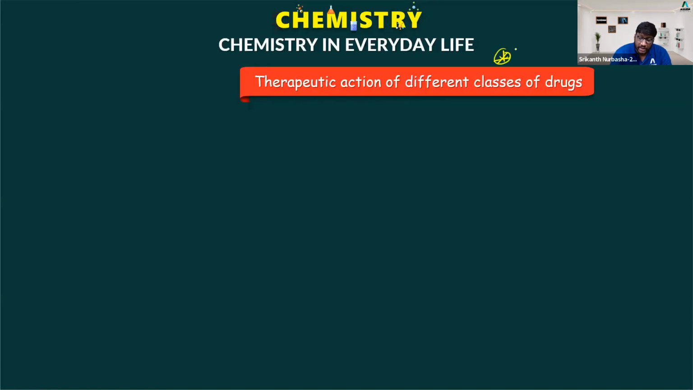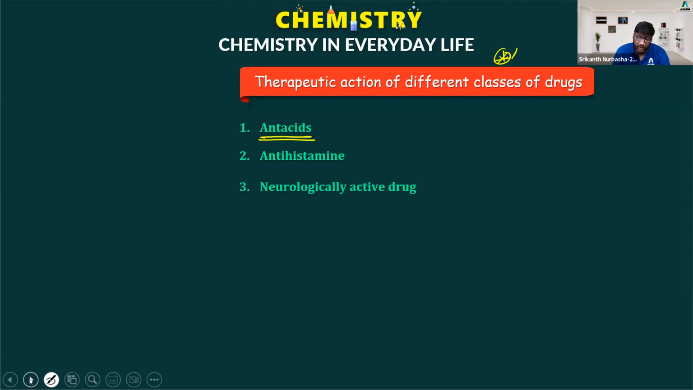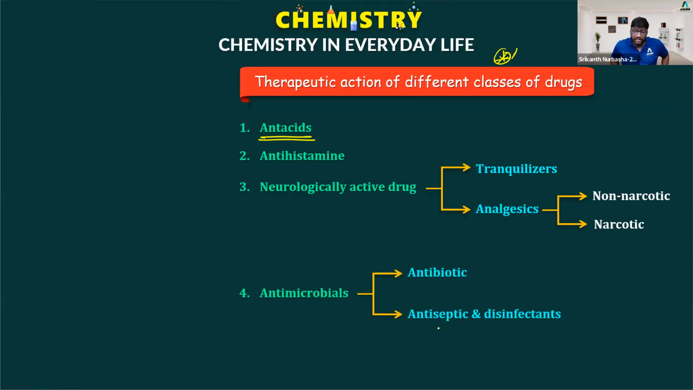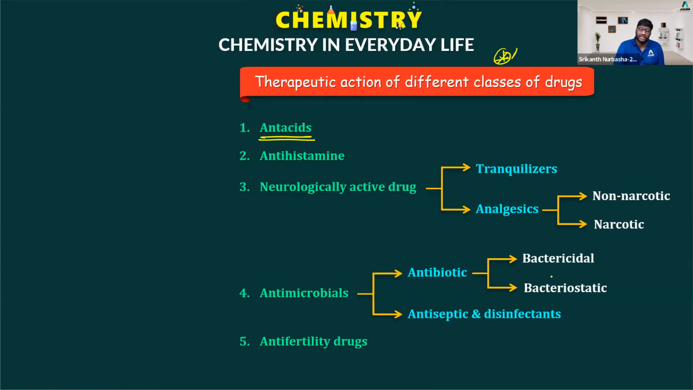After looking at the drug target interaction, we will be studying the therapeutic action of different classes of drugs. In that, first we have antacids, antihistamines, neurologically active drugs like tranquilizers as well as analgesics. Analgesics again, non-narcotic and narcotic. Antimicrobials, antibiotics, and antiseptics and disinfectants come under this category. And finally, you will have the anti-fertility drugs. And in the antibiotics, you have bactericidal as well as bacteriostatic. So these are the different classes of drugs which you will be studying in your 12th standard.